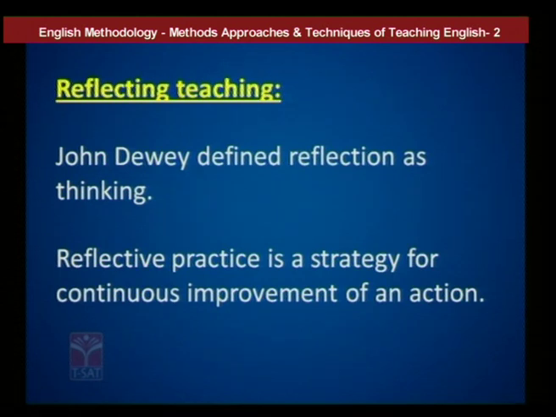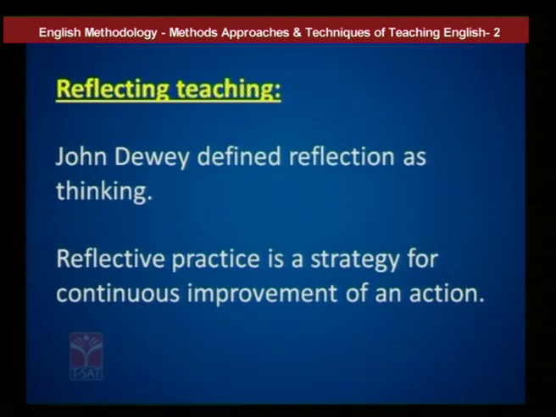In the next technique we are talking about reflective teaching. This is also one of the techniques we can follow in language teaching. This reflective teaching was introduced by John Dewey, who defined reflection as thinking. So, his concept was majorly focusing on thinking.